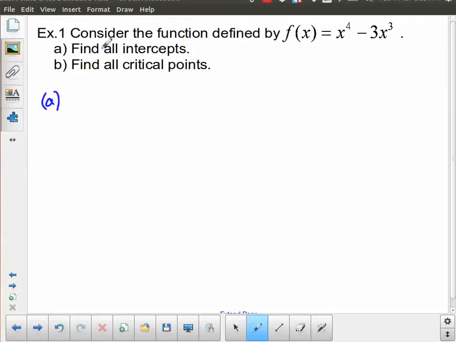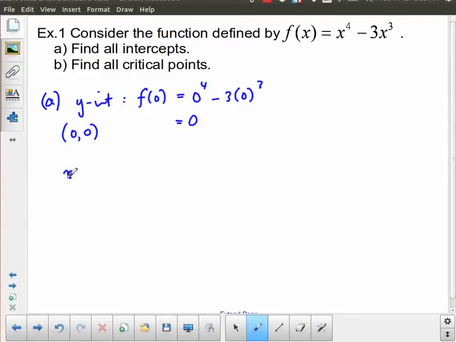Let's start with the y-intercept, because for the y-intercept, all I need to do is find out what is f of 0. In this case, I end up with 0 to the power 4 minus 3 times 0 cubed, which of course works out to be 0. So I have a y-intercept at (0, 0), at the origin.